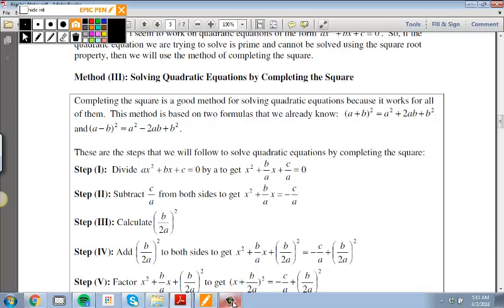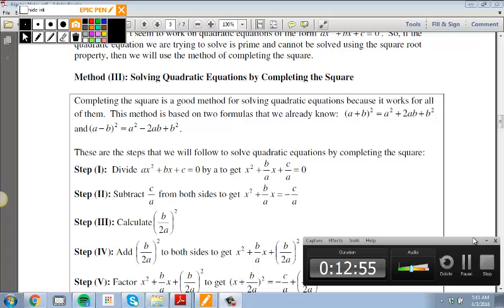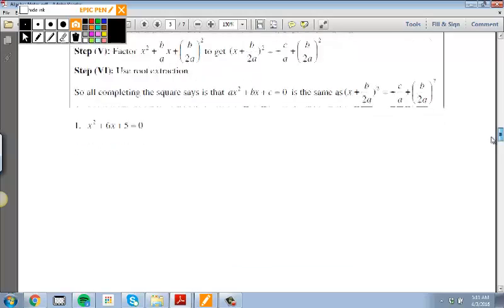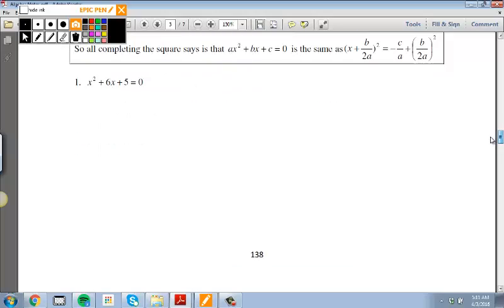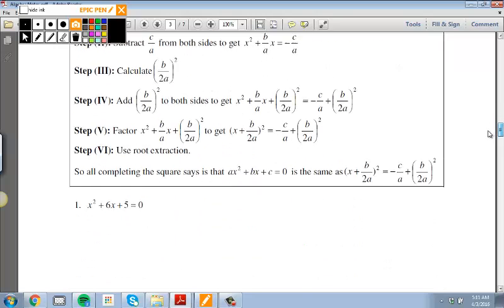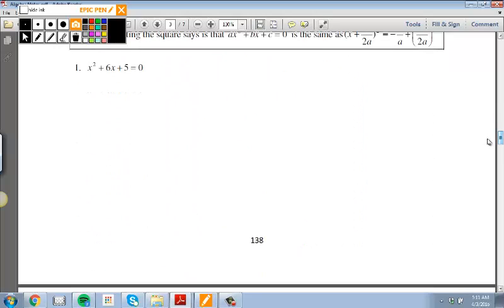Alright, so this method is going to be the hardest one that we've ever done in this entire class, and it is called completing the square. Let's take a look at how we're going to do it. You're sort of going to have to believe me that this works, or else you can read the entire proof that I have that takes up half of your page 138.